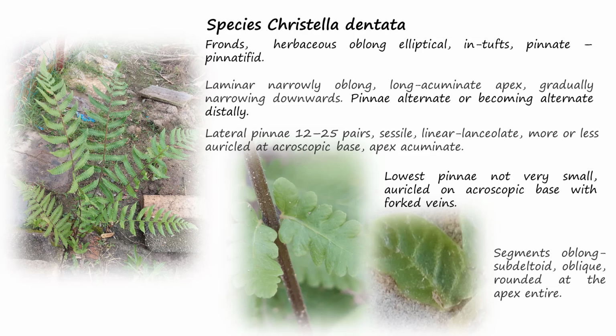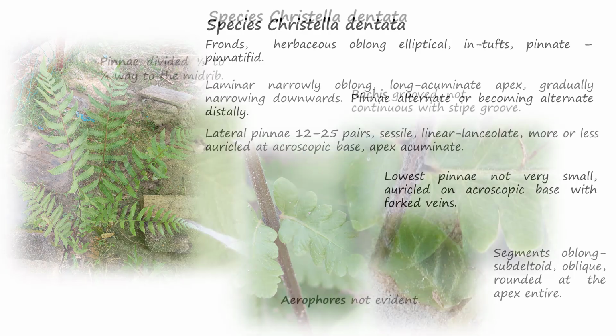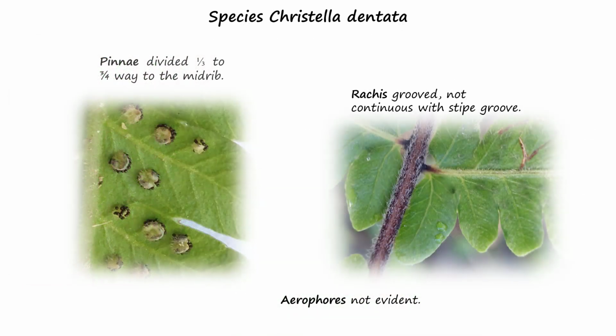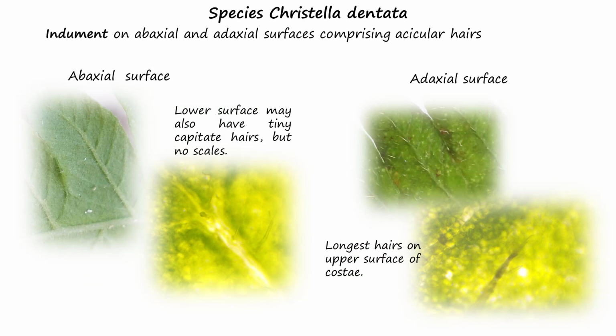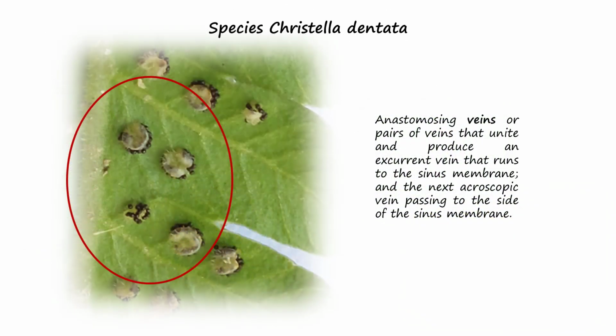Lowest pinnae commonly 4 to 5 cm long, sometimes less, strongly auricled on the acroscopic base with forked veins. Segments oblong subdeltoid, oblique, rounded at the apex, and entire. Pinnae divided 1/3 to 3/4 way to the midrib, rachis grooved, aerophores are not or little evident, indument on surfaces comprised of acicular hairs, abaxial surface may have tiny capitate hairs, and longest hairs are on the upper surface. No scales are present. One pair of veins unite and produce an excurrent vein that runs to the sinus membrane.